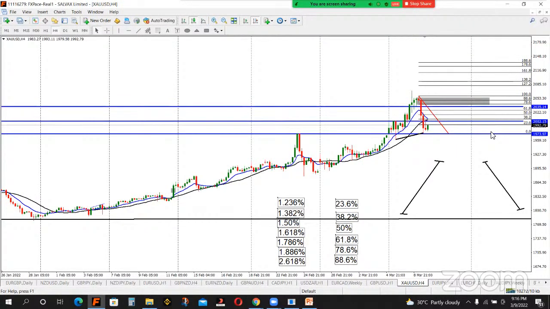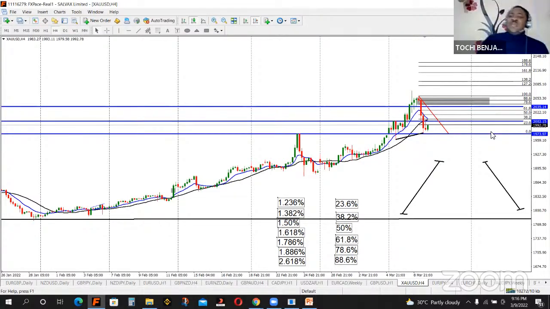Yes. Yes, it's clear and sometimes it's blurred. It could be the network.